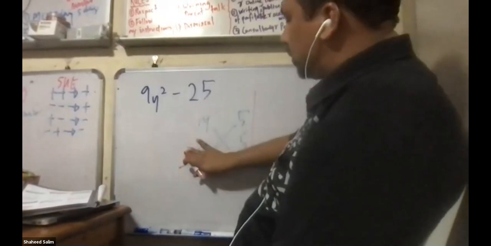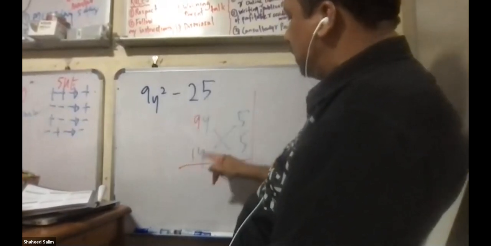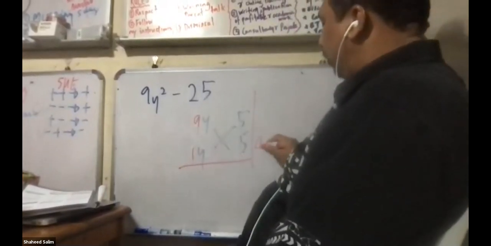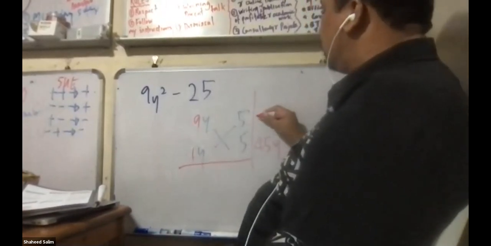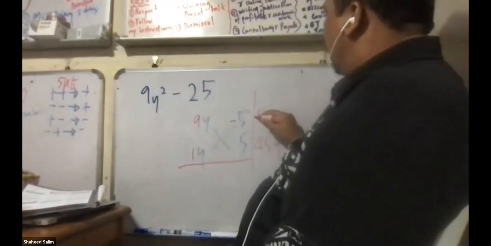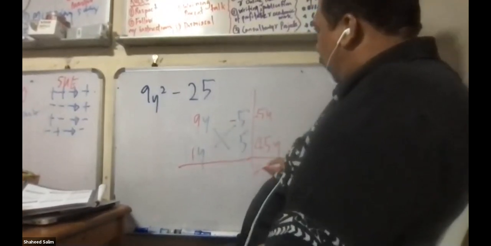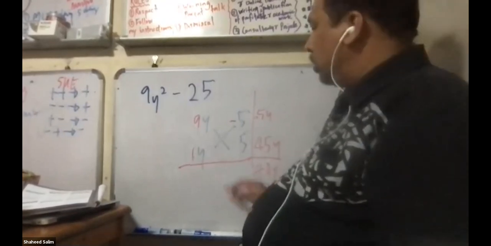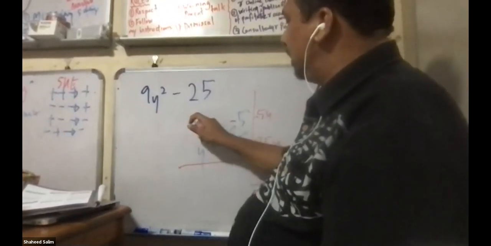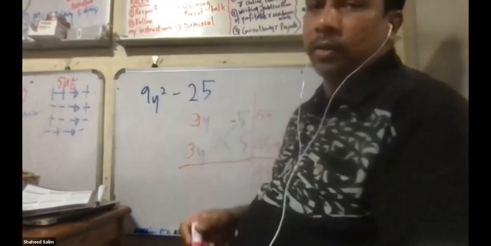Now, let's say if you use 9 here, you see the difference: 9 times 5, 45y. 1 times 5, so let's say you put a minus here, 5y. 45 minus 5, you still get 40. You get a center term. You do not want this center term. So you must have the same number here. Okay, that means you got it already.